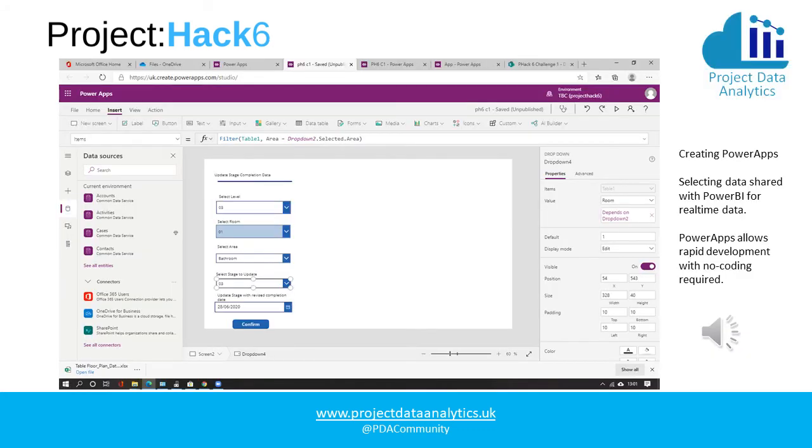The team didn't have anyone with Power App experience, so 2 of our members bravely volunteered to look into it over the weekend. The tech support were great help, and this is something that could be picked up on as a future hack and worked on further.